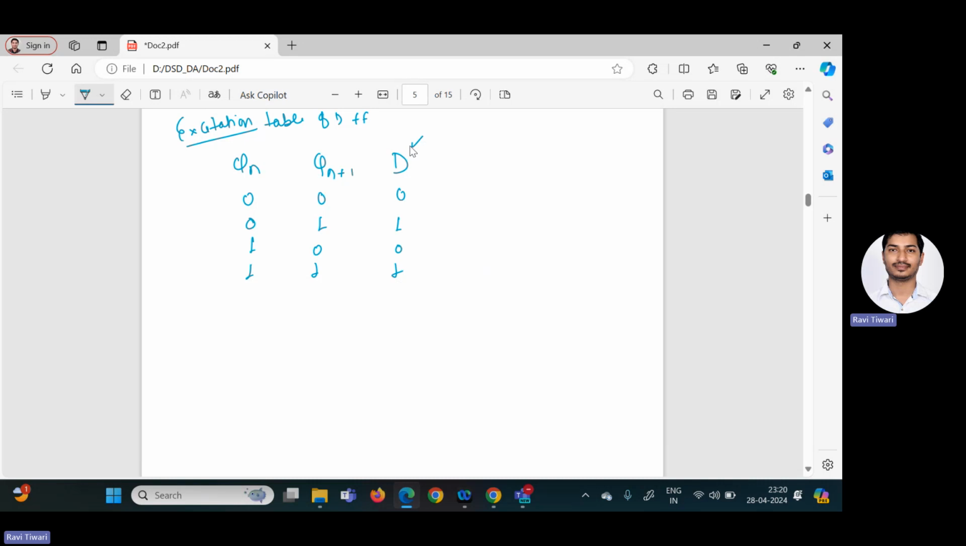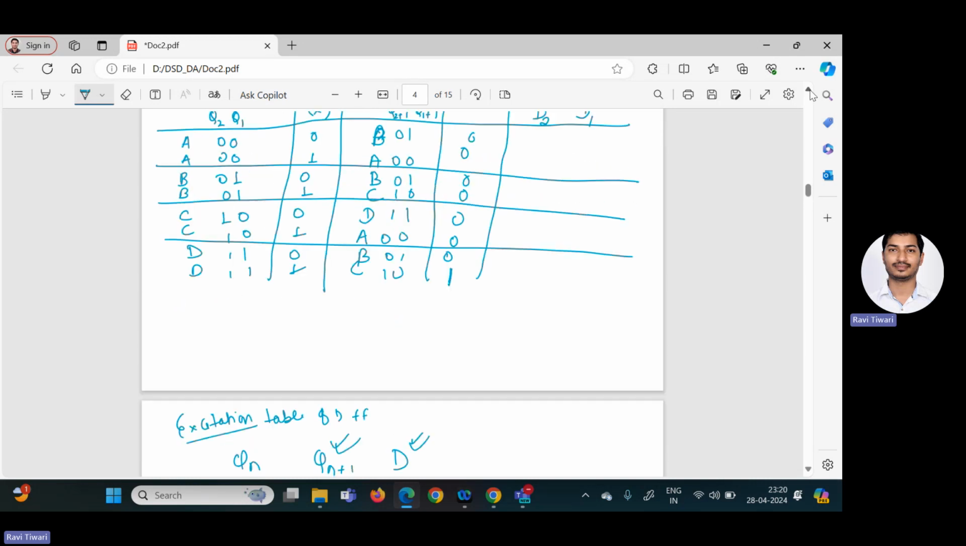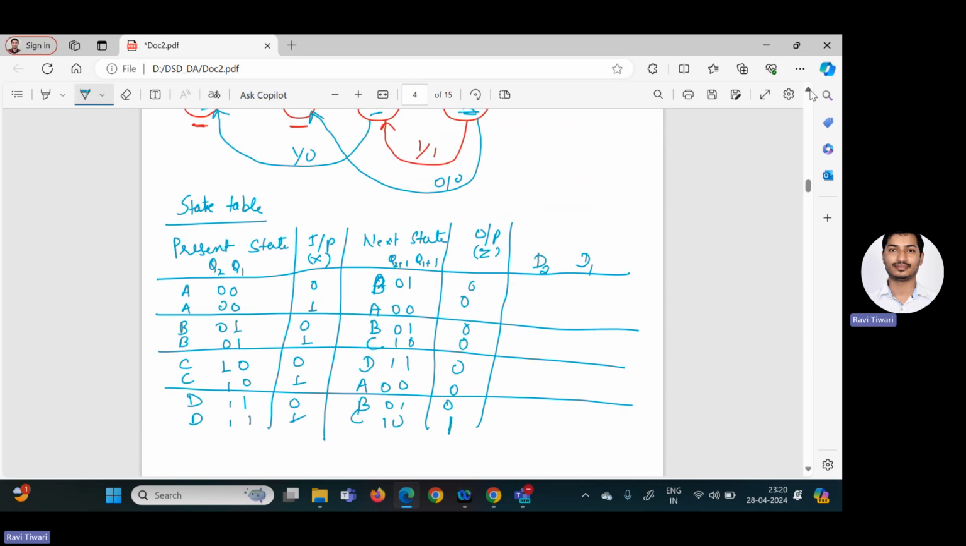Here the important point: the value of D will be similar to that of Qn plus 1. That means if you are writing the equation or answer for D2, it is similar to that of Q2 plus 1. So you can write down 0, 0, 0, 1, 1, 0, 0, 1. Similarly, D1 will be similar to that of Qn plus 1. That is 1, 0, 1, 0, 1, 0, 1, 0.